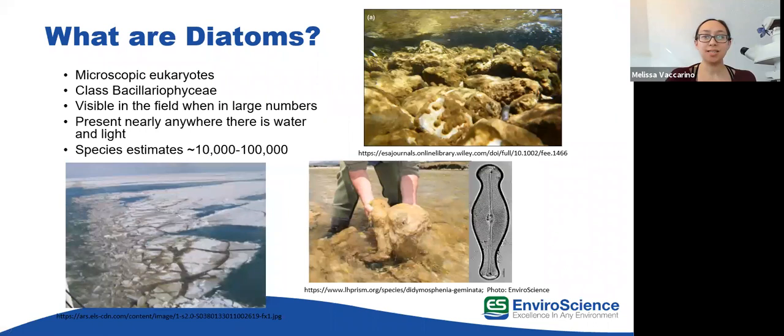So diatoms themselves are microscopic eukaryotes, and they are in the class Bacillariophyceae. You can see them when you're out in the field when they're in large numbers. So if you've ever slipped a bit on a rock in a stream, you might have slipped on some diatoms. Visible here. And you can also see them in an aerial view over Lake Erie.